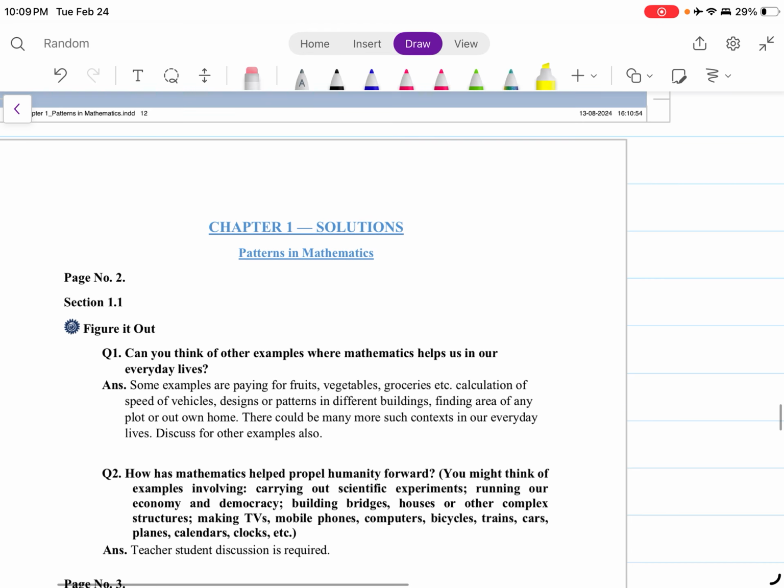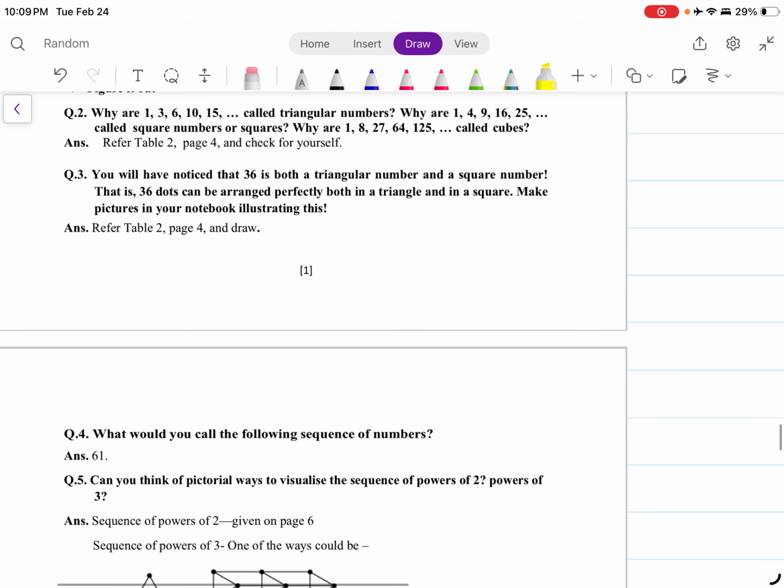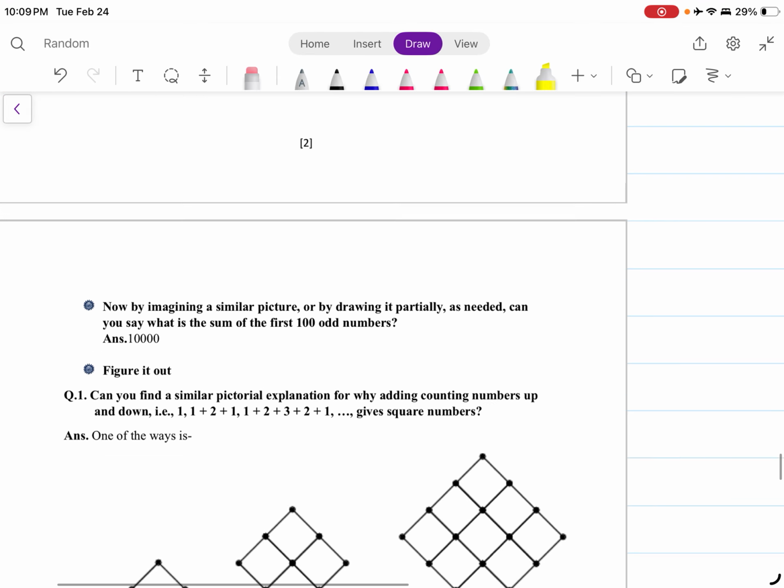So this is the exercise which we will solve in the next class.